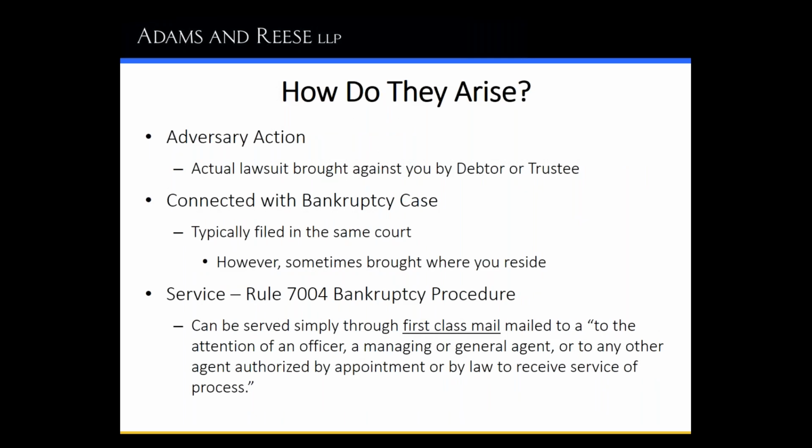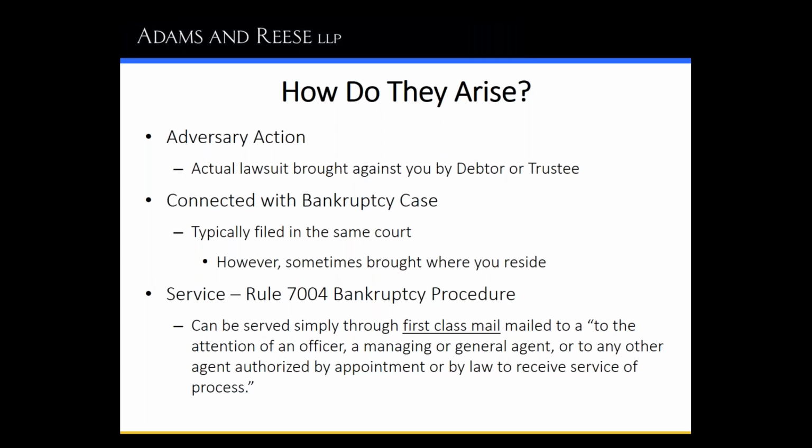Thanks, Hank. So how do these preference and fraudulent transfer actions arise? An adversary action, which is an actual lawsuit that's brought against you by the debtor in possession or the trustee, and it's connected with the bankruptcy case. So it's typically filed in the same court, in the bankruptcy court, where the debtor filed for bankruptcy, which can occur in Delaware, in New York, could be completely out of the jurisdiction that you're typically in.